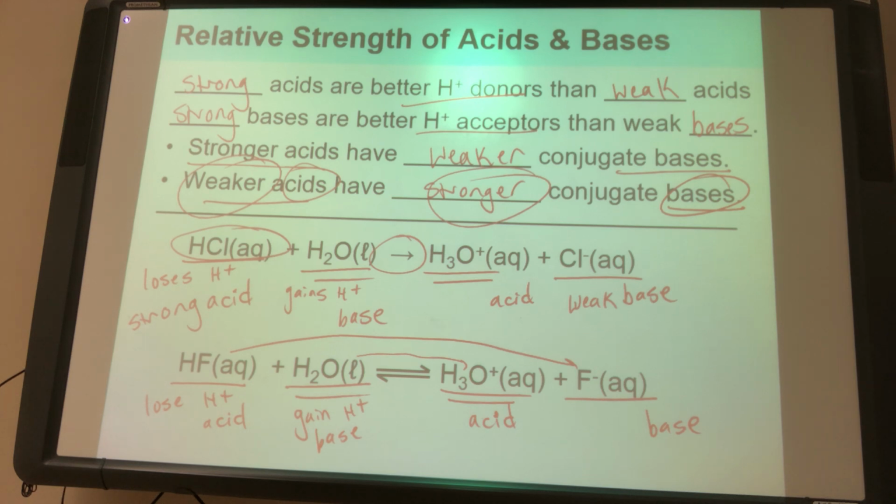Now let's talk about the strength. You could find HF in your table. He is in there. And you could look at this. It's a double-headed arrow. So if it's a double-headed arrow, that means that it's going to be weak. So if he's weak, he's strong. Okay? It's always the opposite.